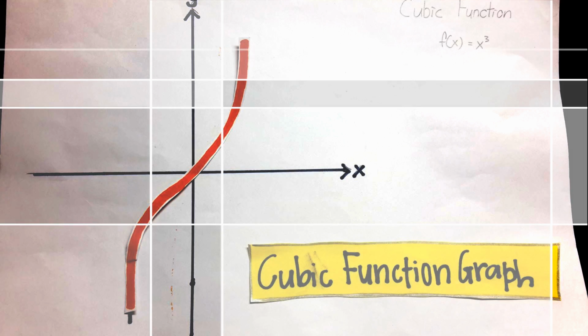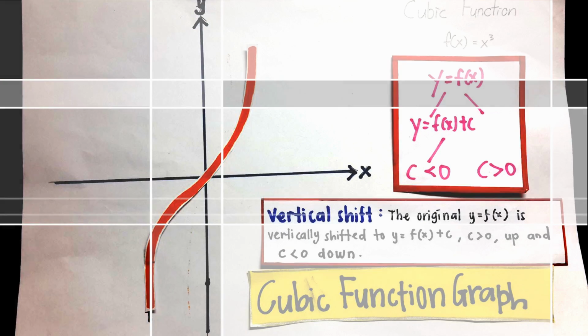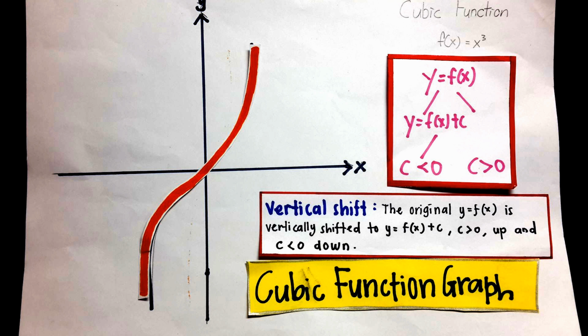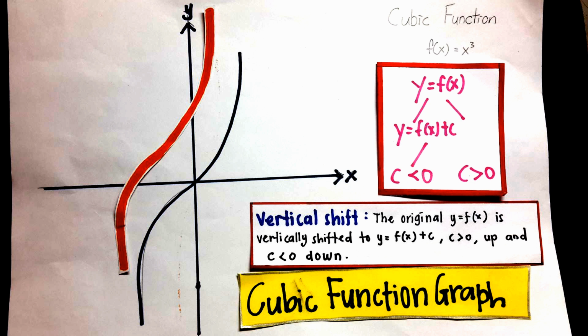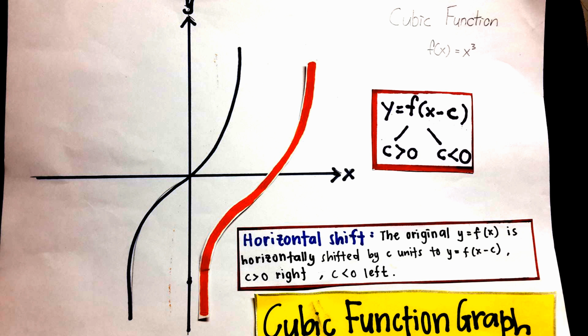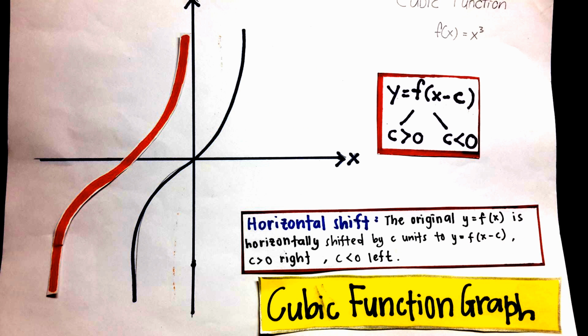So guys, now let's go to cubic function graph, where f(x) equals x cubed, while x cubed plus c is still the same concept. It moves upward when c is more than 0, and it moves downward when c is less than 0. In horizontal shift, it moves right when c is more than 0, and it moves left when c is less than 0. Easy, right? It's the same concept again.